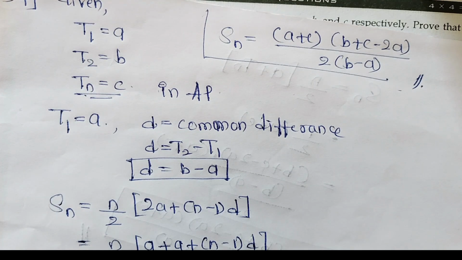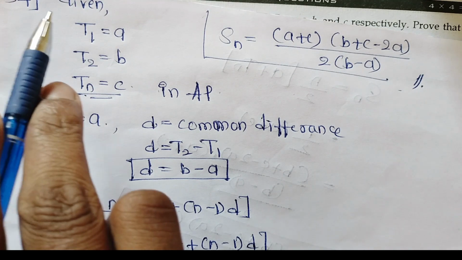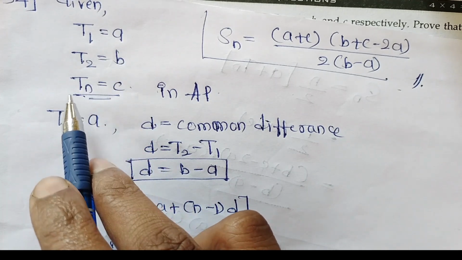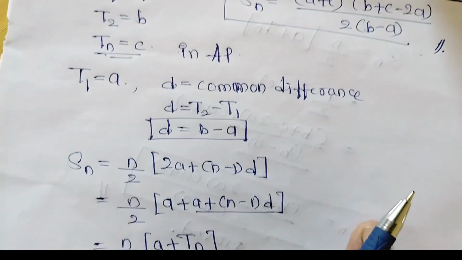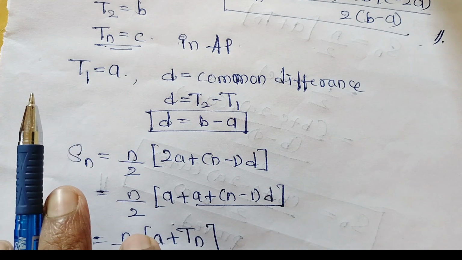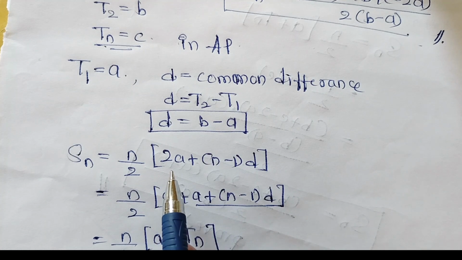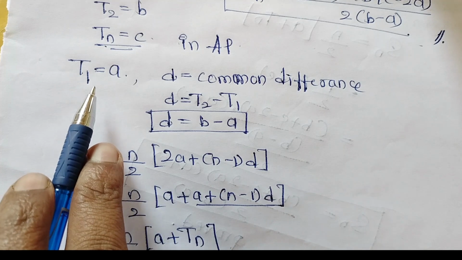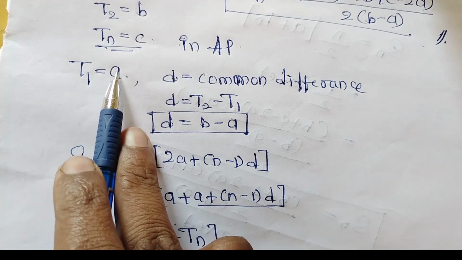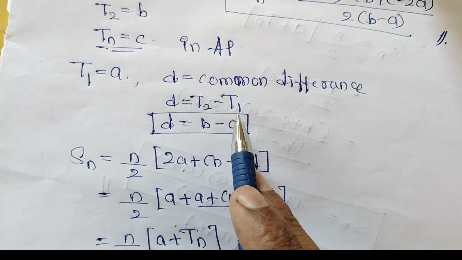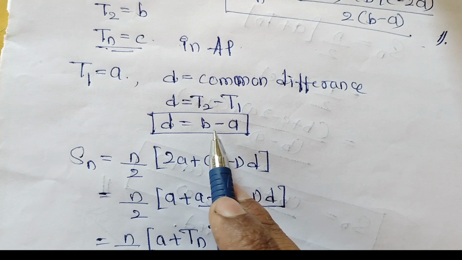Okay, how did you solve this problem? We took the given data, that is first term is a, second term is b, and the last term is c, and here we are to find the sum of these terms. For the sum formula we know that we need the first term and common difference. So we know that the first term is a, and the common difference is the second term minus the first term, that becomes b minus a.